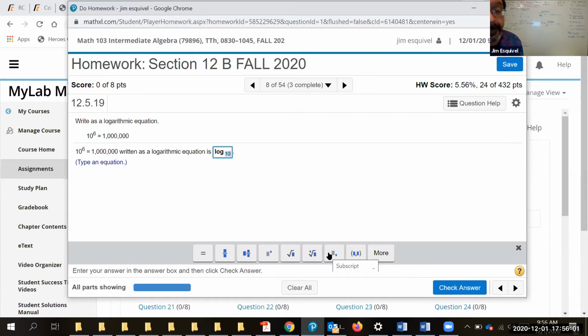Log base 10 of a million. Now, if I try to just type in a million right now, that million is going to be in the base position, so I can't type it there. What I have to do is either use the mouse and click up, or just use the arrows and move my arrow to the right, and now I can type in my million. There it is, log base 10 of a million, and then equals what's inside, which is a 6. Log base 10 of 1 million is equal to 6.